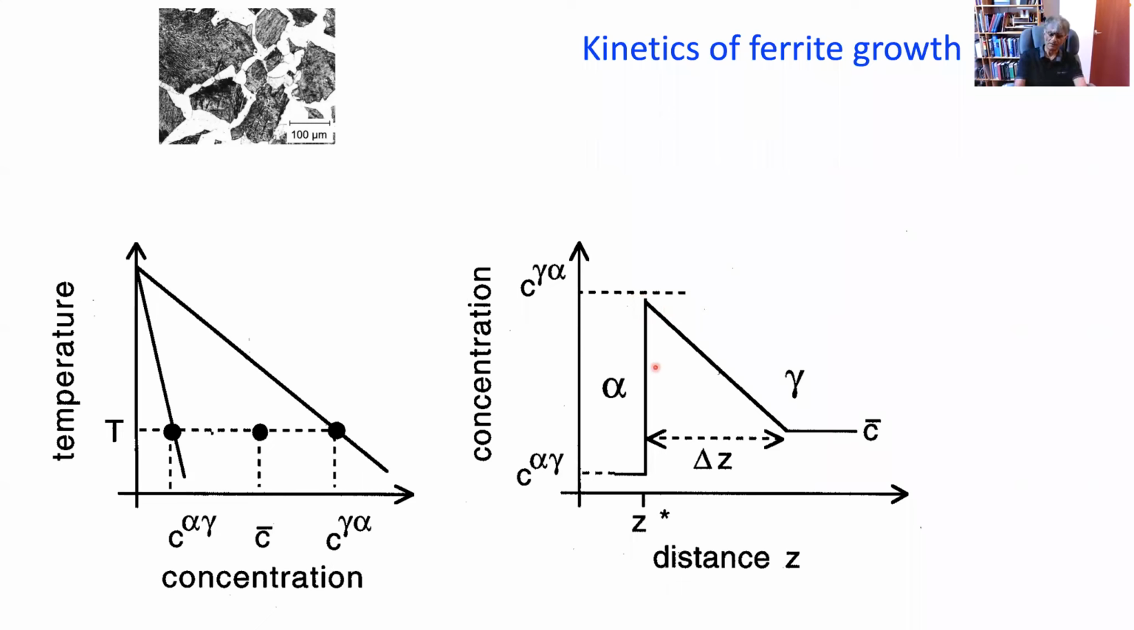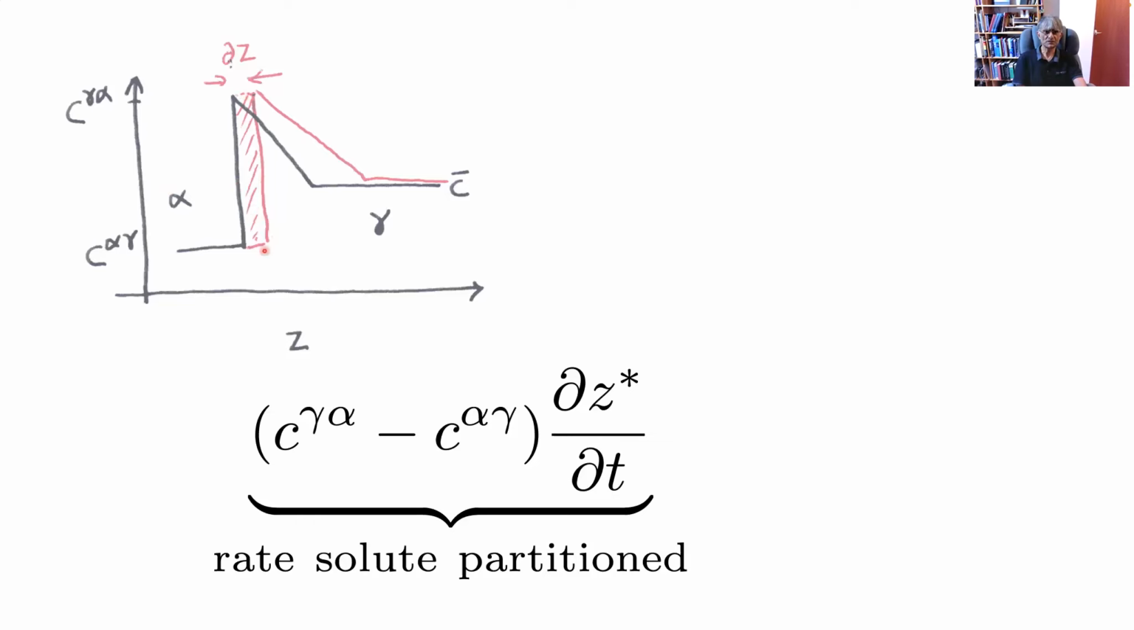Okay. Right, now let's see what happens when we get a small increment in the thickness of the ferrite. So we change from this black profile into this red profile, and in the process, that much solute has to be pushed ahead of the interface. So the rate at which solute is partitioned between the two phases is given by this concentration minus this concentration times the rate at which the interface is moving.